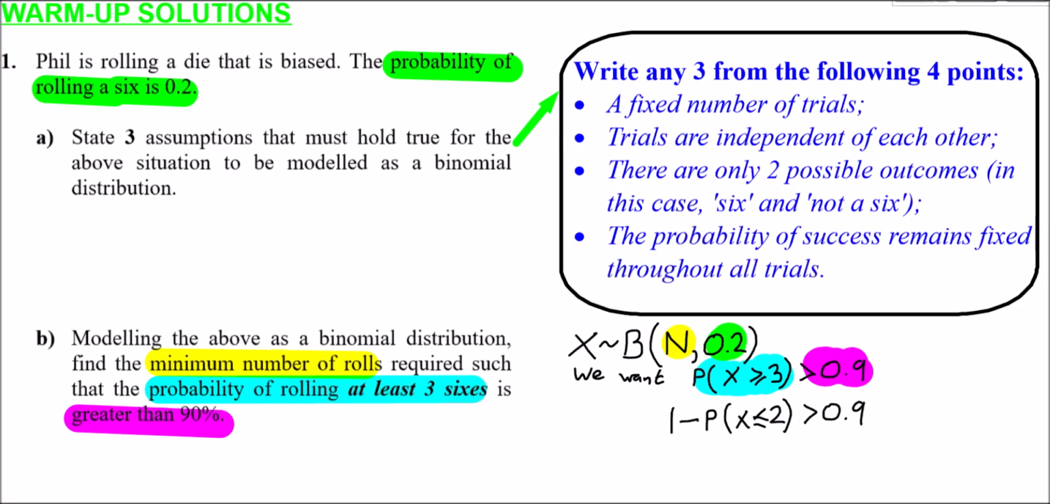Okay, so all we've done here is just rewrote this in this form, which we can now use in a much easier way. So if we now add this to both sides, what we're going to get is that 1 is greater than 0.9 plus P(X equal or less than 2). So in other words, what we want here is we want the probability that X is equal or less than 2 to be less than 0.1.